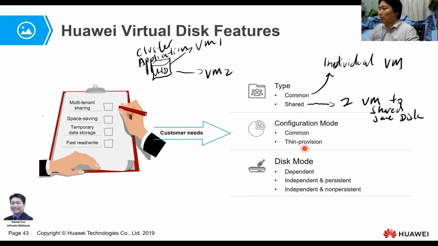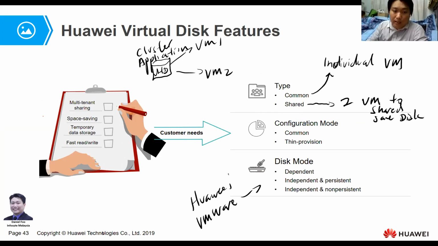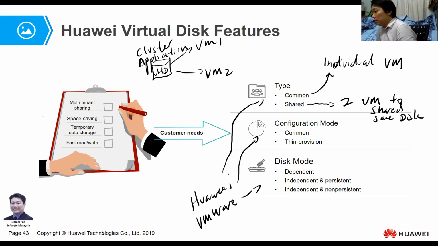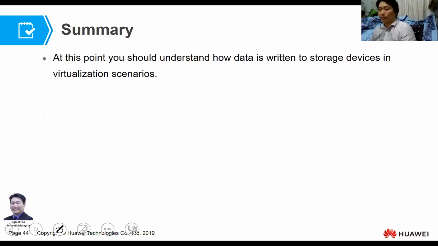Now, all these things are quite common. So Huawei and also VMware, they utilize this particular disk mode. They also utilize this configuration mode and also this type. So if you understand this concept, you go to VMware, they will show the same concept and also the same naming. Okay? It's basically referring to the same technology. Okay, so this is the virtual disk feature available in FusionCompute and also the VMware solution. Okay, so that's about it for the storage topic.